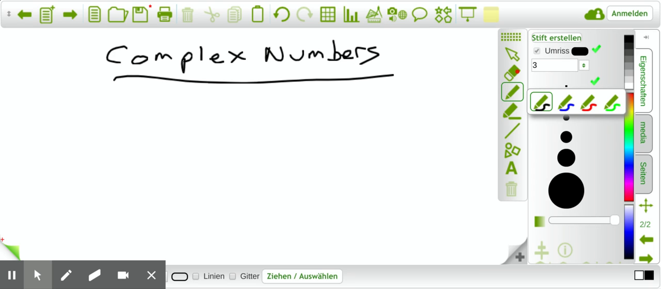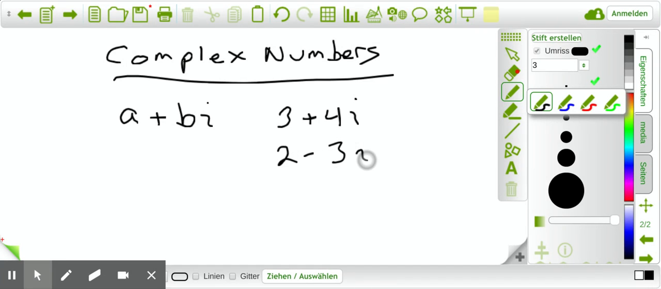So complex numbers are numbers that have a plus bi, where a and b are actual integers here. So a plus bi is the format, or a minus bi. A number like 3 plus 4i is considered a complex number, or 2 minus 3i is a complex number.